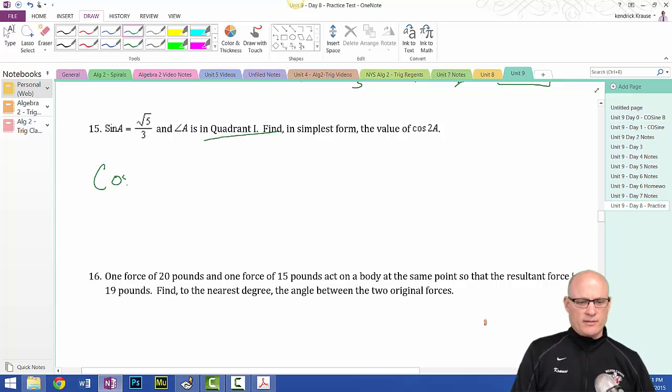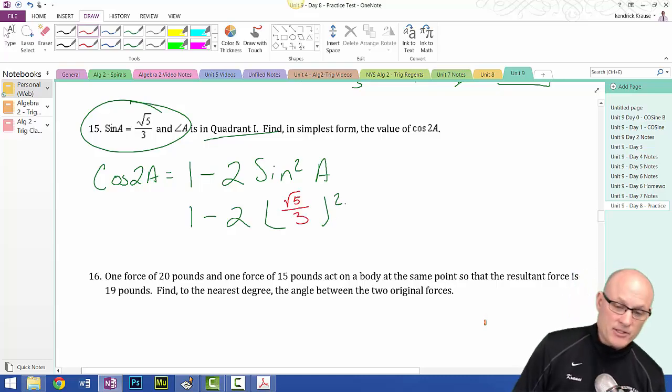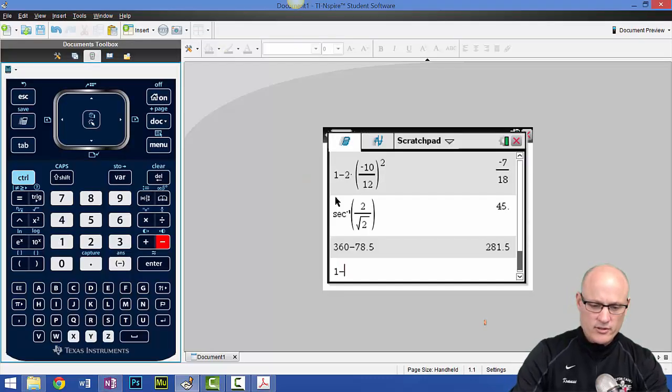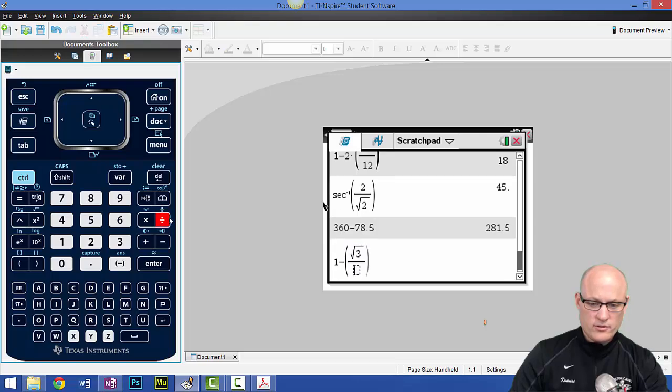We're going to find cosine of 2a. Now, I was given sine, so I want to use that double angle formula that only has sine, and that's 1 minus 2 sine squared A. Or 1 minus 2, and then this thing squared, and that thing would be radical 5 over 3. And this one can be typed into your calculator because you have a radical squared. So let's see how we do it. 1 minus parenthesis, and then it's the square root of 3. I should have made that a fraction. Divided by 5?